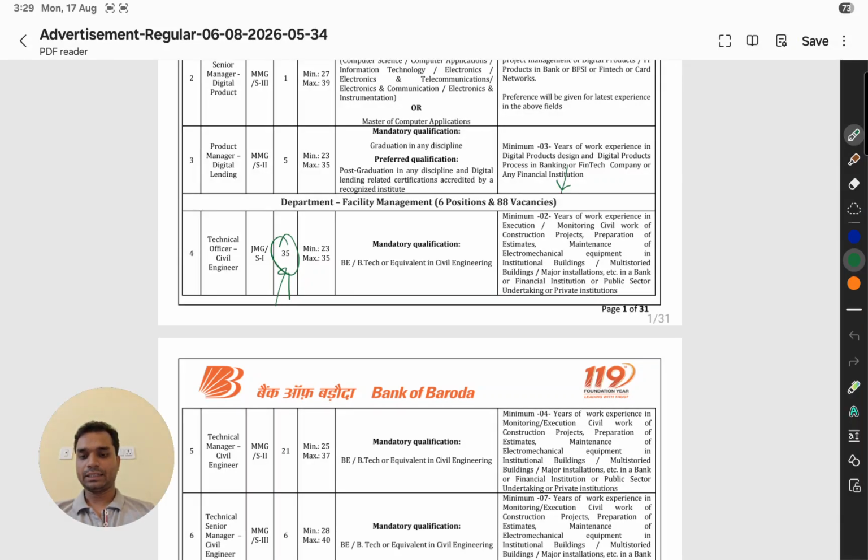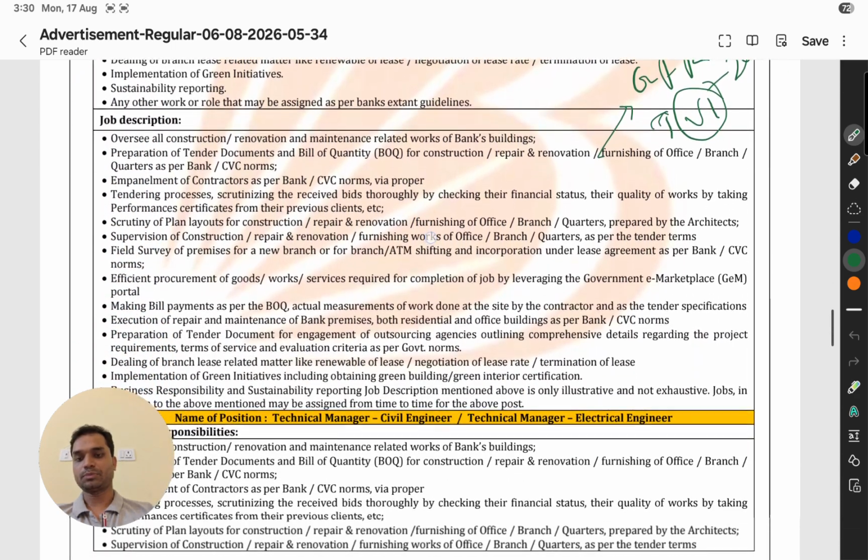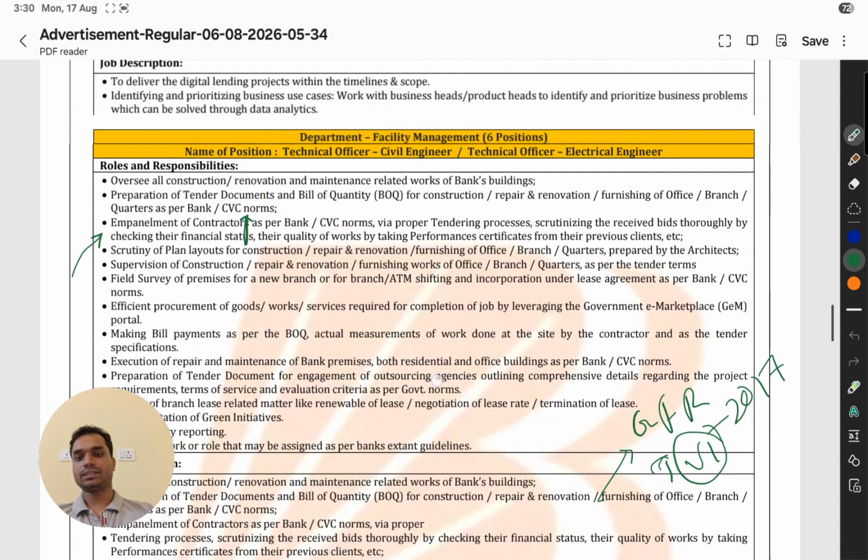Bank of Baroda technical officer, civil engineer. We discussed the last video also. Now we will discuss, step by step, the role and responsibility as per the advertisement. In the role and responsibility, they start with overseeing all construction, renovation, and maintenance related work of buildings. Step by step, all the points we will explain subsequently. So, let us begin.